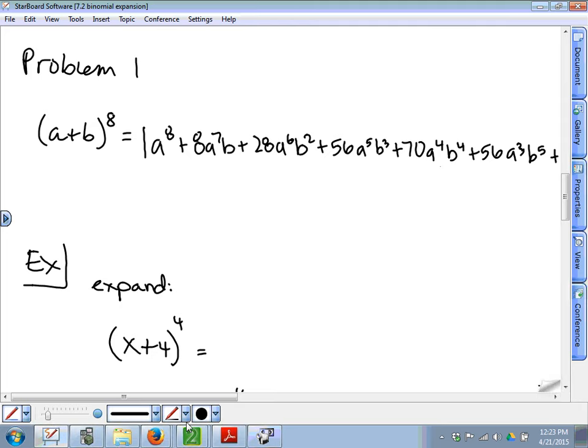Here we go. X plus 4 to the 4th power. Check it out. It's not any more difficult than what we just did. It's certainly shorter. That's to the 8th power. This one's to the 4th power. It is different though. You got to pay attention here. Are you going to give us the Pascal's triangle? No, you're going to have to make it.